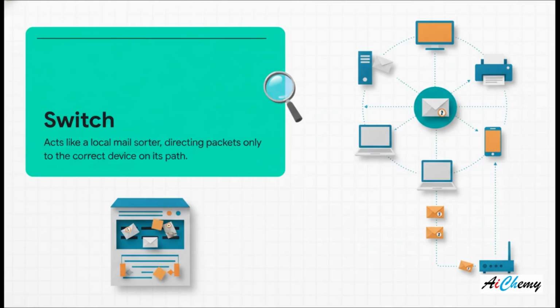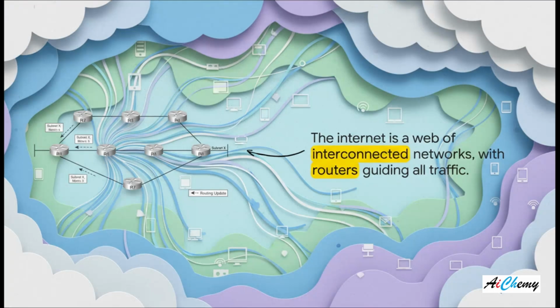Well, the first stop is probably a device called a switch. A switch is smart. Instead of just shouting the packet's information out to every single device on your local network, it looks at the address and forwards the packet only to the next correct device on its path. Think of it like an internal mail sorter in an office building, making sure your data goes straight to the main router, not to your coworker's printer by mistake. And then it gets out onto the wider internet.